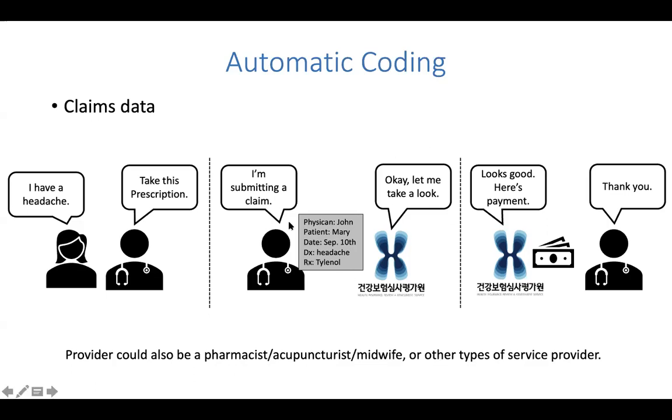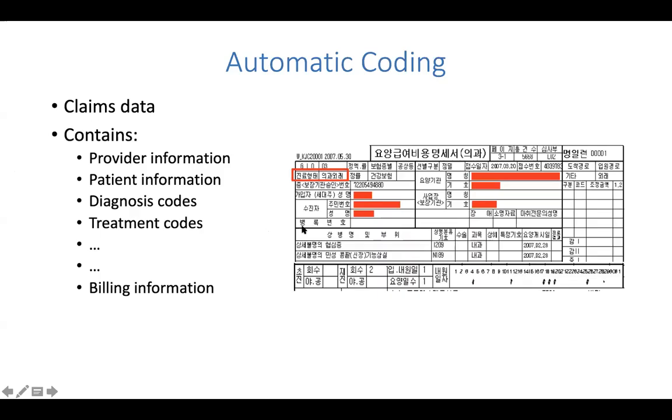So this would be claims data. This is how the whole reimbursement process, the claims process, is done between the patient, the doctors or the hospital, and the government. So this needs to be generated somehow. This here is claims data.